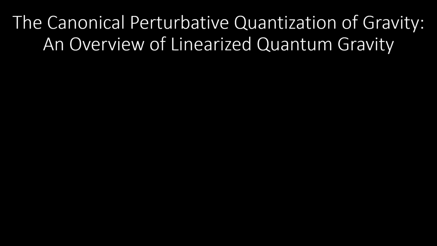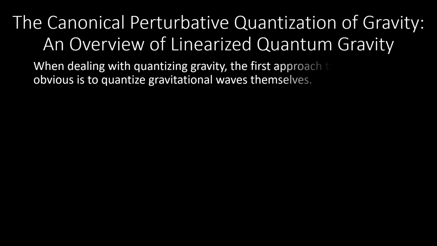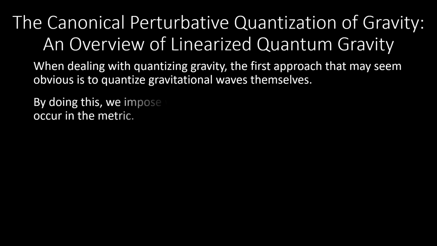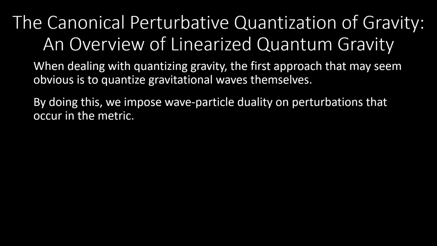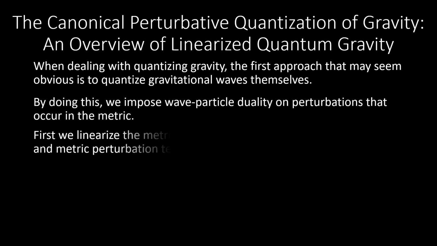Now we'll consider the canonical perturbative quantization of gravity, which will be an overview of linearized quantum gravity. When dealing with quantizing gravity, the first approach that may seem obvious is to quantize gravitational waves themselves. By doing this, we impose wave-particle duality on perturbations that occur in the metric, the perturbation being the extent to which we differ from a perfect Minkowski flat spacetime.